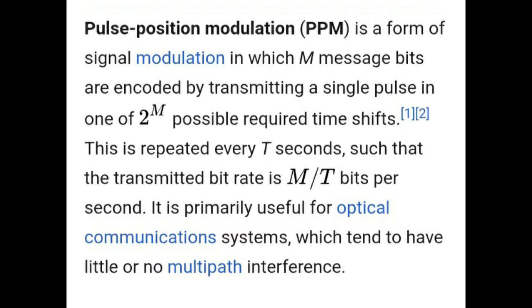It is primarily useful for optical communication systems which tend to have little or no multipath interference. Multipath interference is nothing but again noise only.